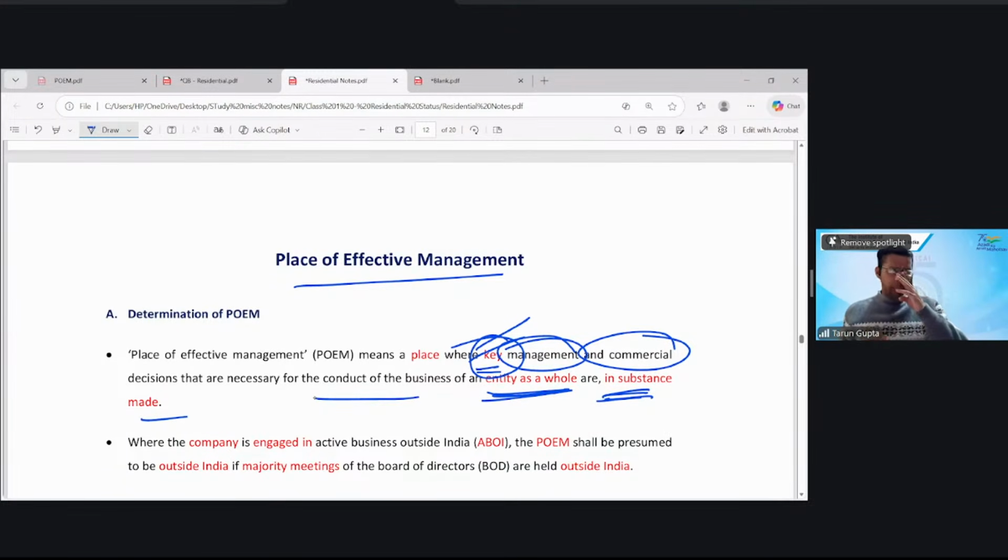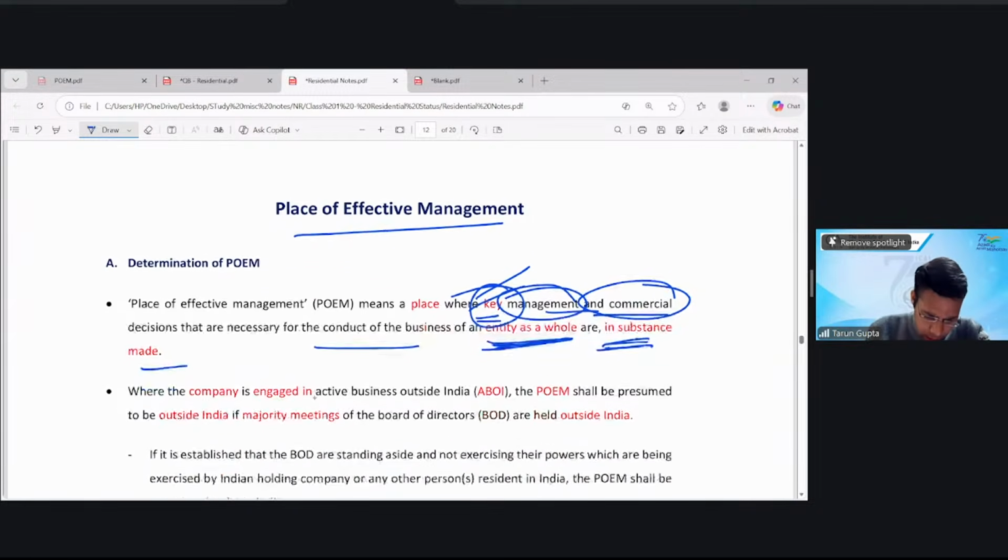If you keep in mind, we are majorly talking about the companies which are subsidiaries of an Indian holding company. They are majorly captured by this POEM. Otherwise, we are talking about every foreign company which is not incorporated in India. So, where the POEM of such a company is, where the key decisions, which type of decisions? Management and commercial decisions, which are relevant for the entity as a whole, are in substance made. We discussed this definition for some time.